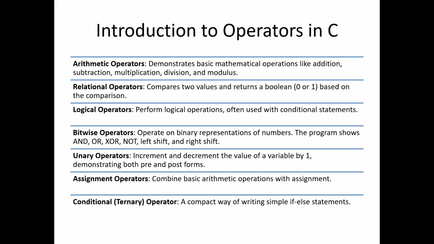Thereafter we have our relational operators. Relational operators are used to compare two values and return a boolean, that is 0 or 1, based on the comparison. For example, I compare two variables. If it's true, then it will return value 1. If it's false, then it will return value 0.